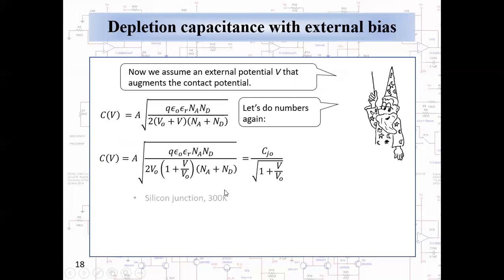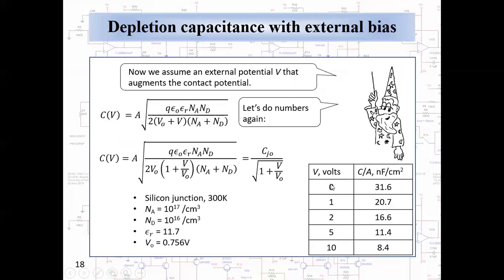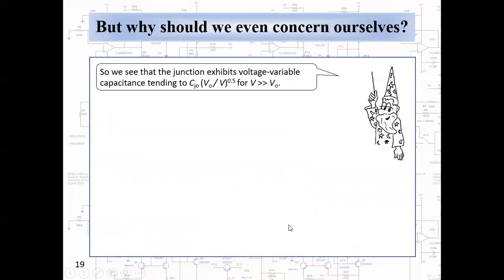Let's do some numbers now. Silicon junction again, with the same doping densities, same dielectric constant, same contact potentials we had before, and we see that as a function of the reverse bias, see how the capacitance per unit area changes. It decreases as we increase the reverse bias. So we see that the junction exhibits voltage variable capacitance, which tends toward CJO multiplied by V naught over V to the half power for voltages much larger than V naught.